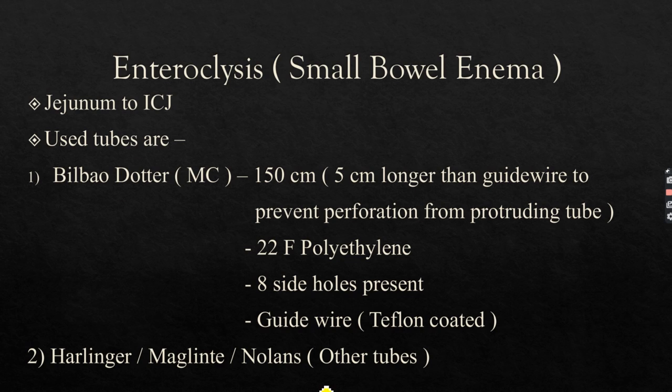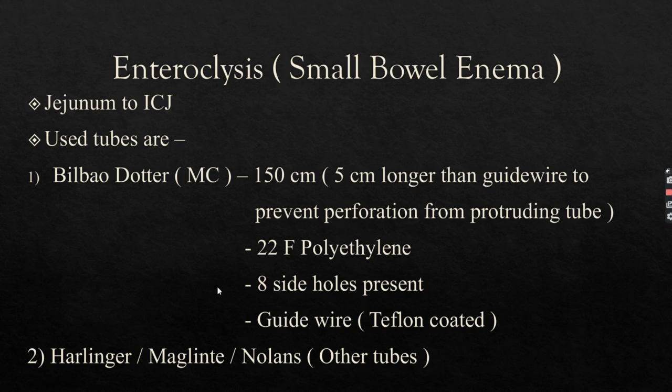Other tubes that may be used are the Hurlinger tube, Maglenti tube, and Nolan's tube. These could be one of the MCQs in your NEET or your viva voce. The Bilbao Dotter tube somewhat looks like this, a sort of non-traumatic tube.